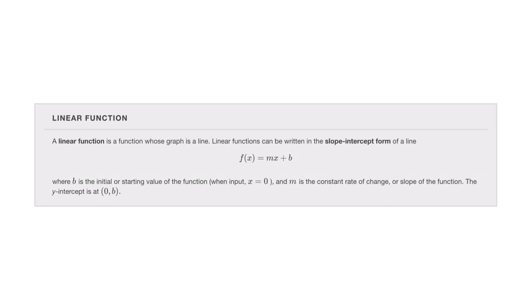So a linear function is a function whose graph is a line. Linear functions can be written in the slope-intercept form of a line, which is f(x) = mx + b. You might also hear me refer to this as y = mx + b. That's like a classic. Where b is the initial or starting value of the function when x is 0, and m is the constant rate of change or the slope of the function. The y-intercept is at (0, b). So b serves as the y-intercept, and m is the slope.